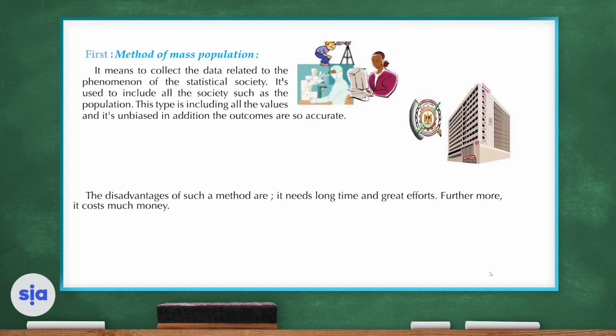Let's see the method of mass population. It means to collect the data related to the phenomenon of the statistical society. It's used to include all the society, such as the population. This type is including all the values and it's unbiased. In addition, the outcomes are so accurate. The disadvantages of such a method are it needs long time and great effort. Furthermore, it costs much money.